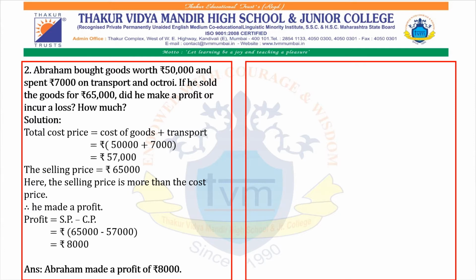Now the selling price is rupees 65,000. Here the selling price is more than the cost price, therefore he made a profit. So profit is equal to SP minus CP. 65,000 minus 57,000, that is rupees 8,000. Answer. Abraham made a profit of rupees 8,000.